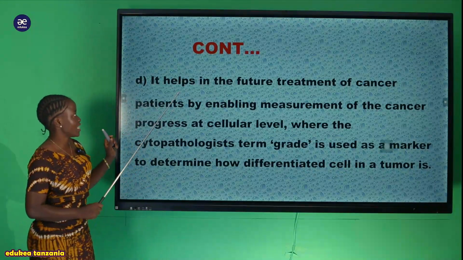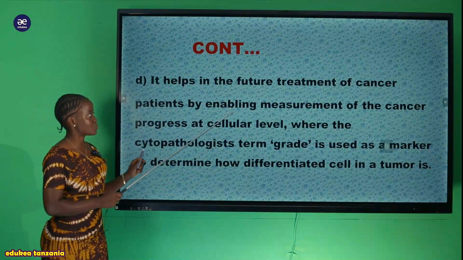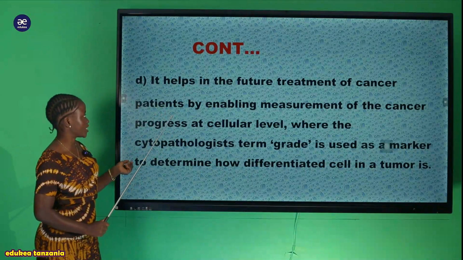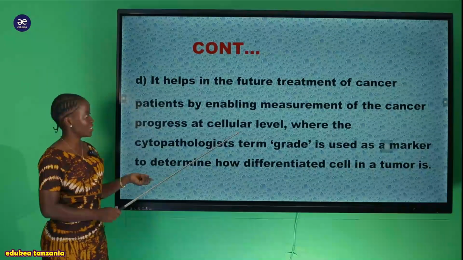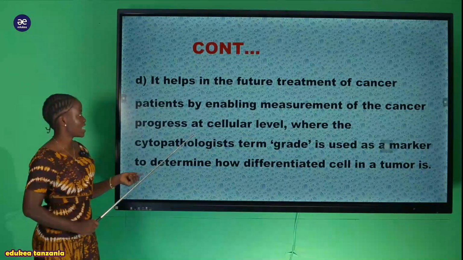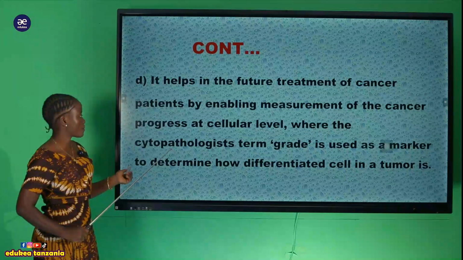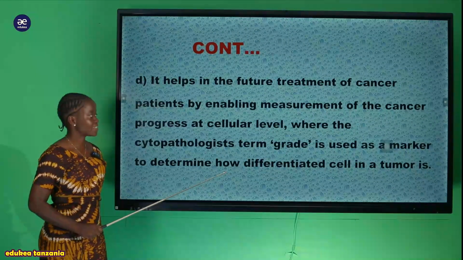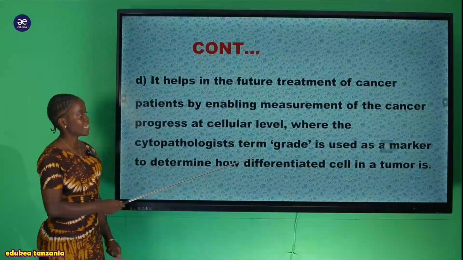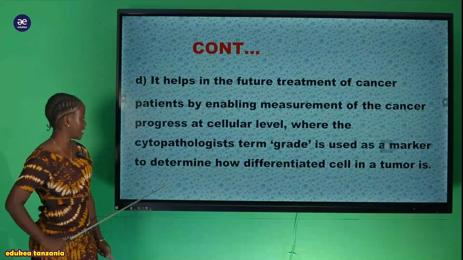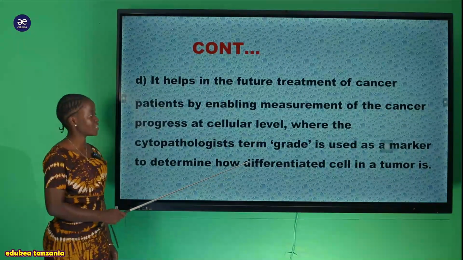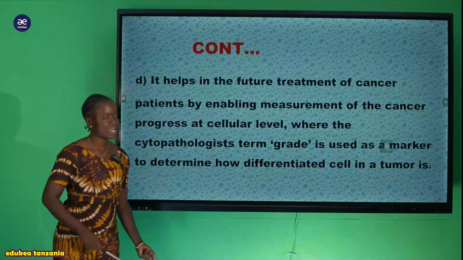And also it helps in the future treatment of cancer patients by enabling measuring of cancer progress at cellular level, where the cytopathologist term grade is used as a marker to determine how differentiated the cell in the tumor is.